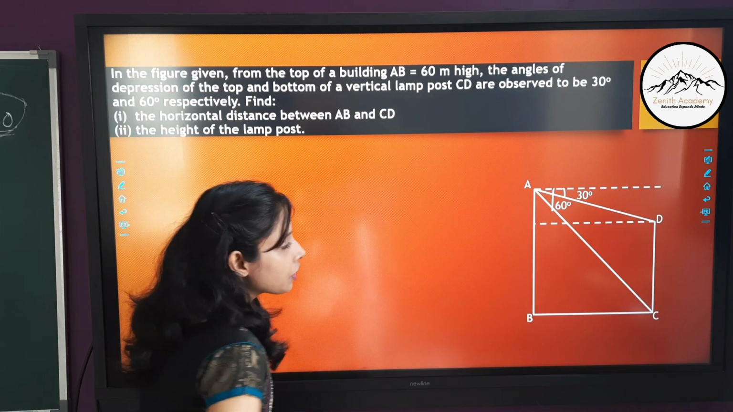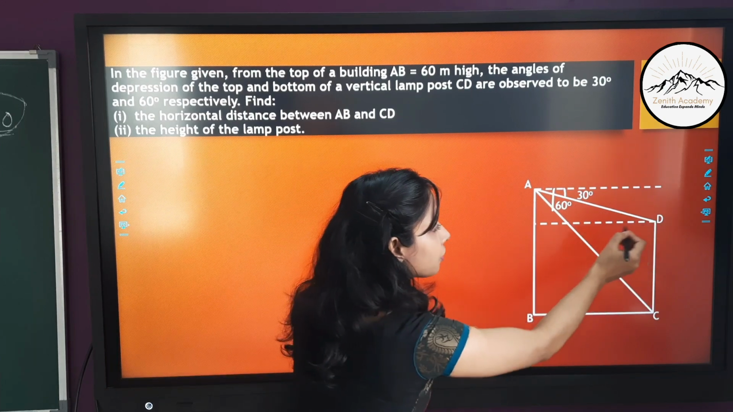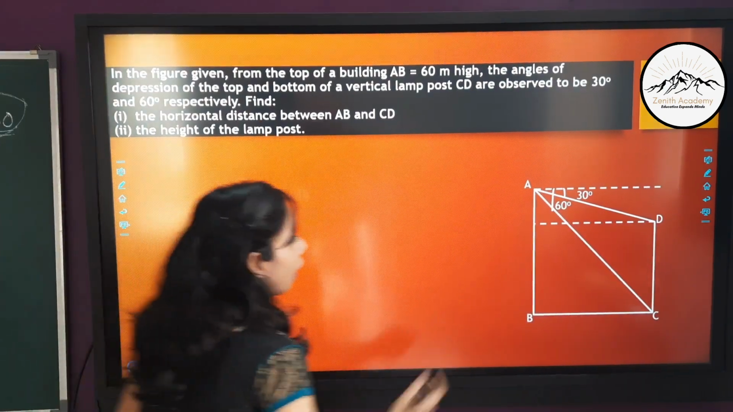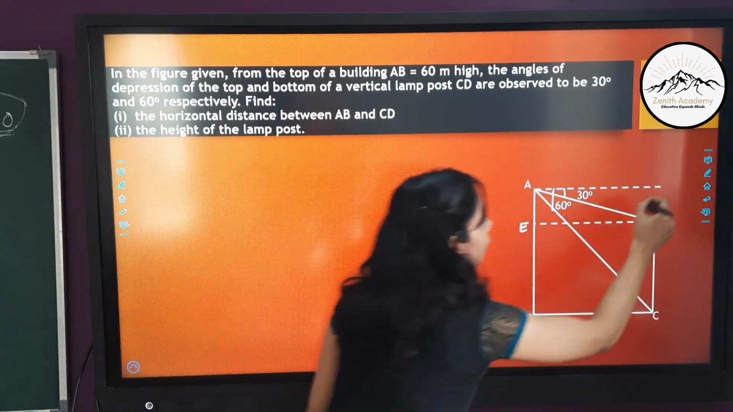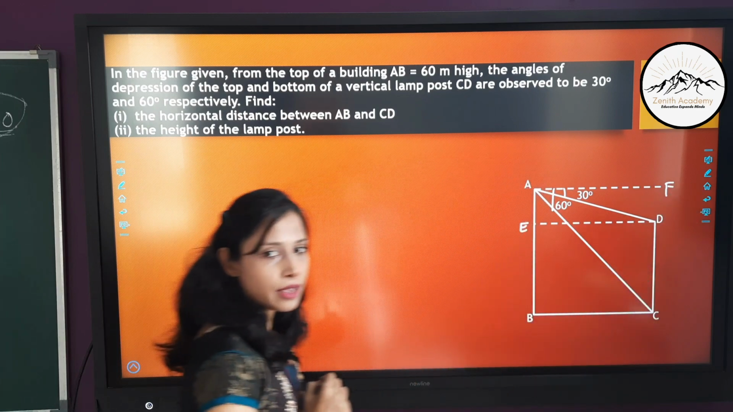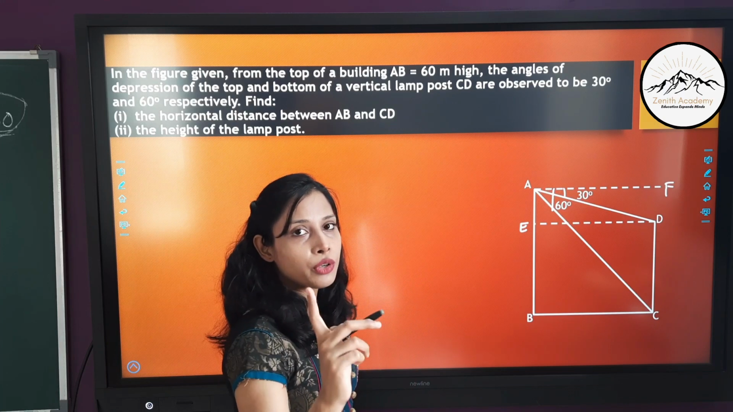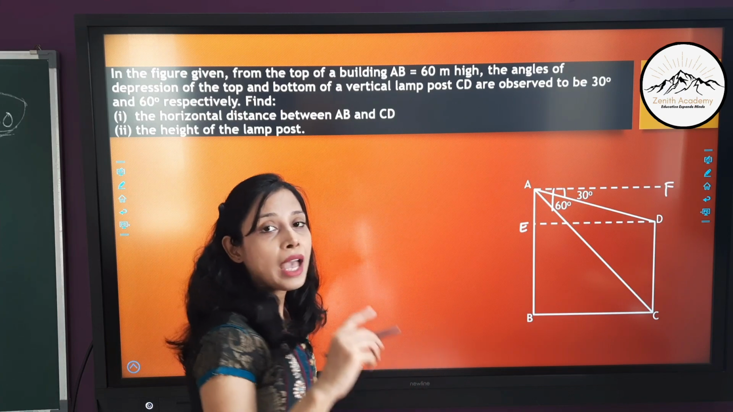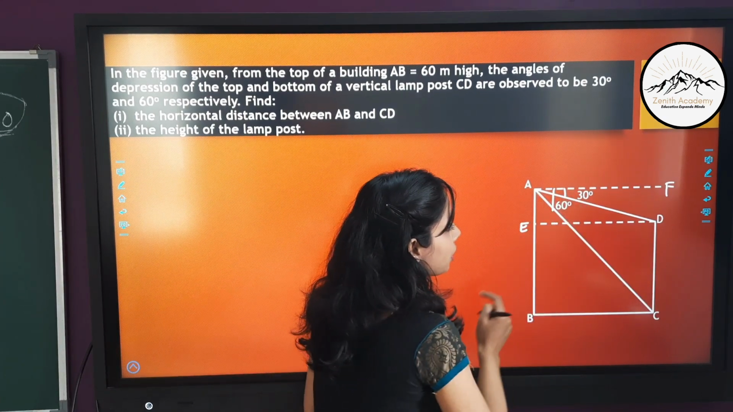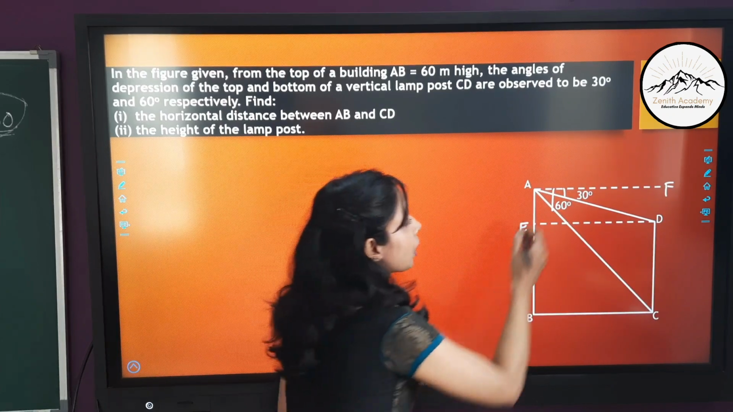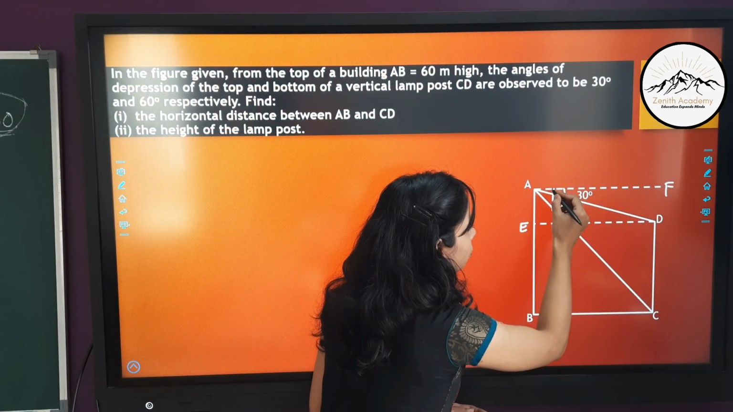So before starting, let's draw a line parallel to this BC from the top of this lamp post. I mark this point as E here, and for our reference let's mark this point also as F. Now if you remember, in my previous video I have told you that numerically angle of depression is equal to angle of elevation. Now here two angles of depression are there, 30 degrees and 60 degrees. So they will be equal to their angle of elevation here. So now see how can we do that.